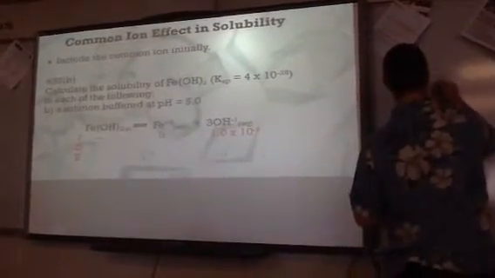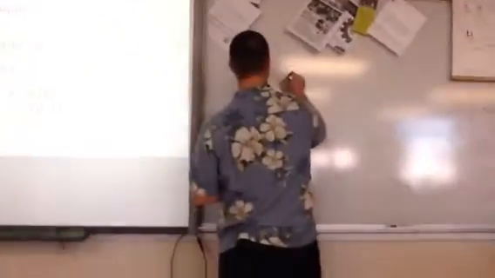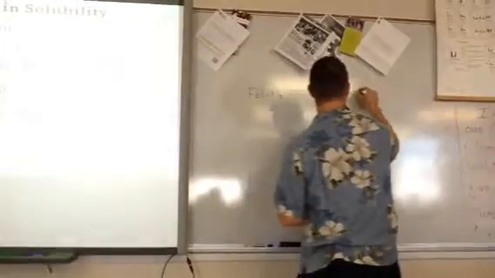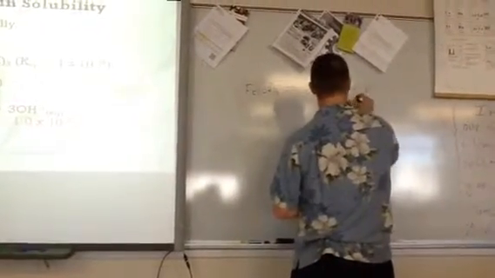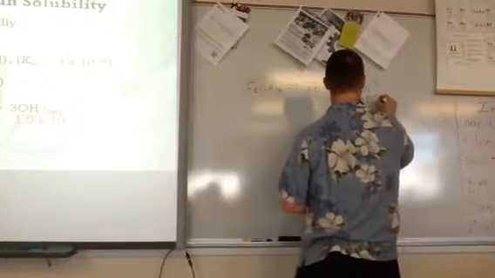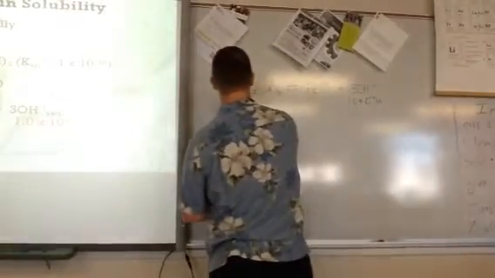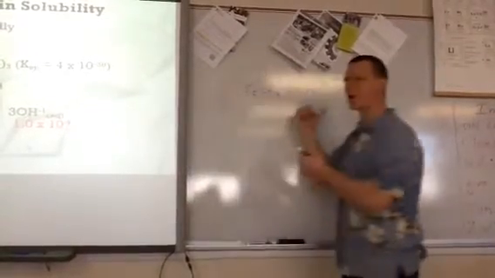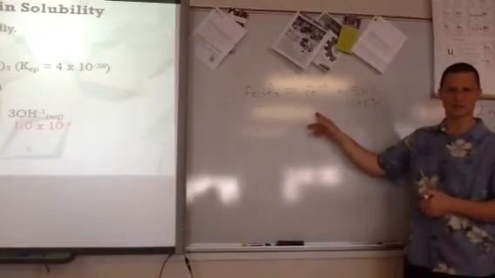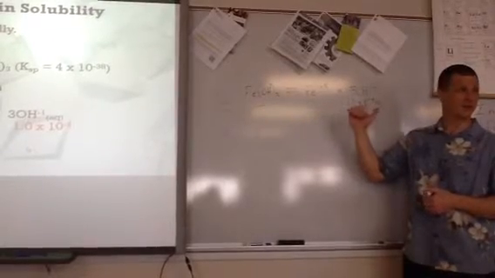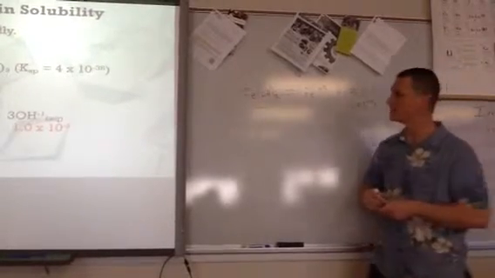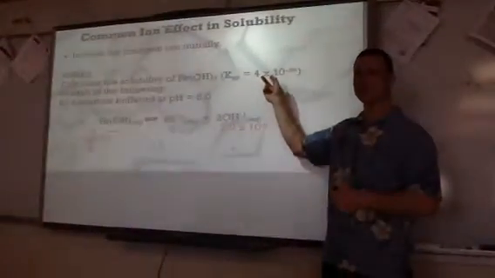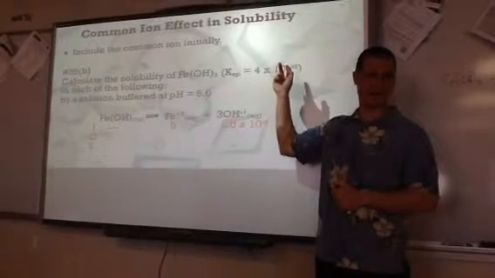So the equation is this: Fe(OH)3 yields Fe3+ plus 3 OH-. The initial concentration of this is 1 times 10 to the negative 9. That's 0 initially. We didn't care about that. Now, it is going to shift right because one of our products is 0. Does it shift right much? Take a look at this K value. How do you feel about Ksp equals 4 times 10 to the negative 38th power?